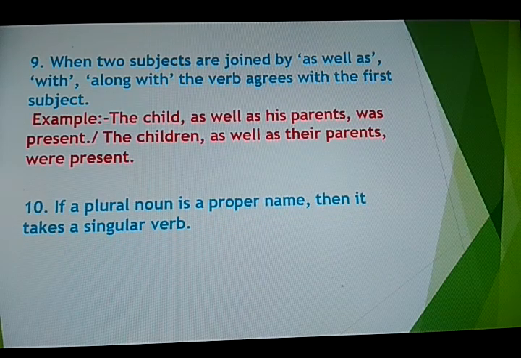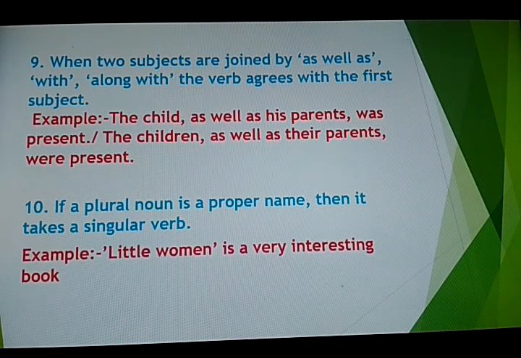Now number 10, if a plural noun is a proper name, then it takes a singular verb. Example, Little Women is a very interesting book. This is the name of the book. It is written women in plural, but we will not take a plural verb because this is a proper name.